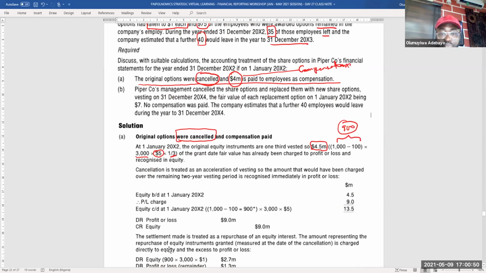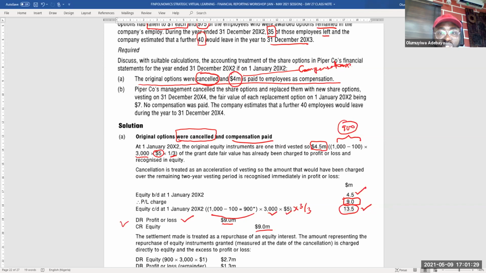That's why what we have here as 13.5 is the 900 multiplied by 3,000 and the 5 for the whole 3 years. And we are told that we have already recognized 4.5 before out of this 13.5. The balance, which we are going to accelerate and recognize as a debit, which is an expense in profit or loss, is 9 million, and equity is credited. This is what you do whether you compensate or not, which is the entry we have passed.